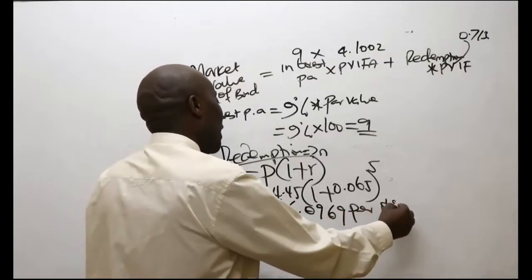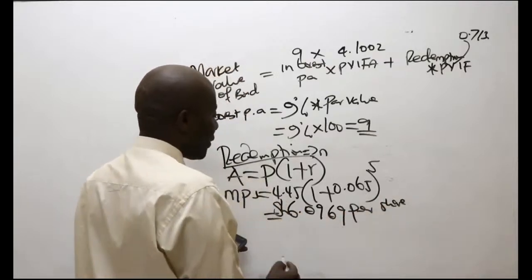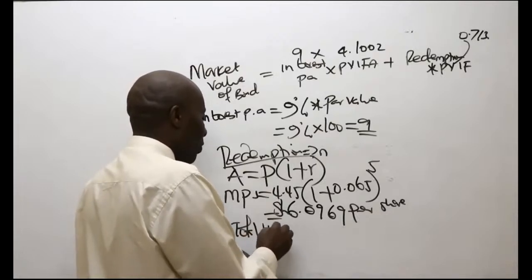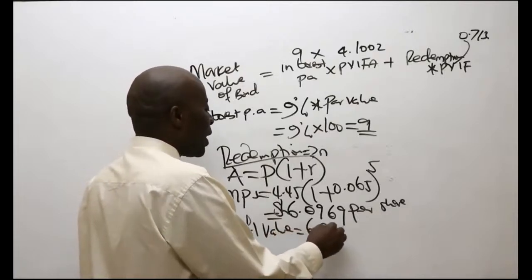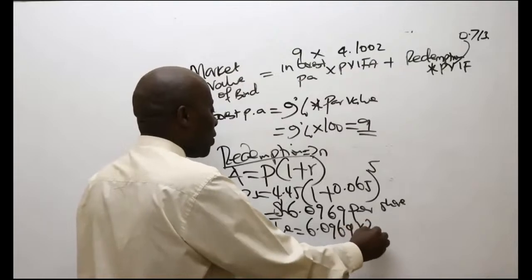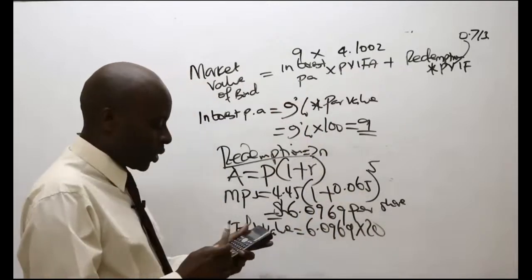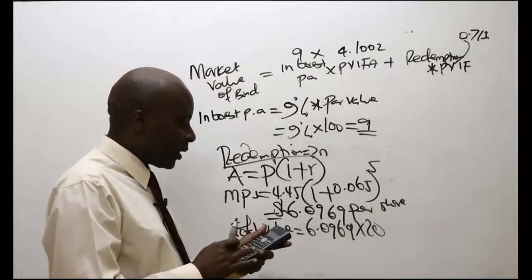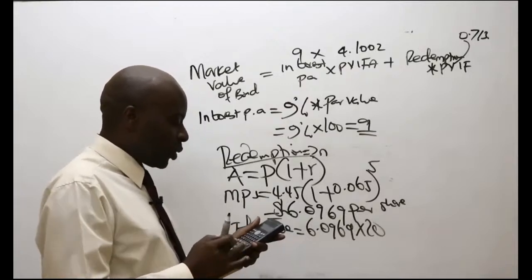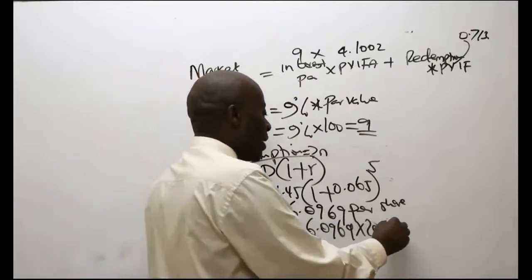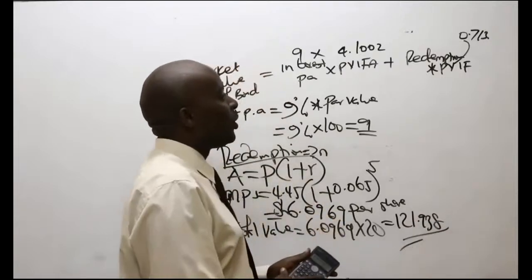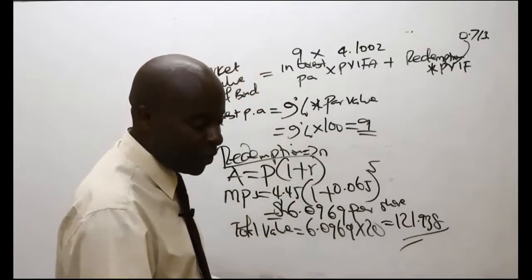Per share. And during redemption, we shall be given the total value of ordinary shares. How many shares? They have told us 20 shares. So we have 6.0969 times 20, which will end up giving us 121.938. Now, ladies and gentlemen, I have the redemption value.